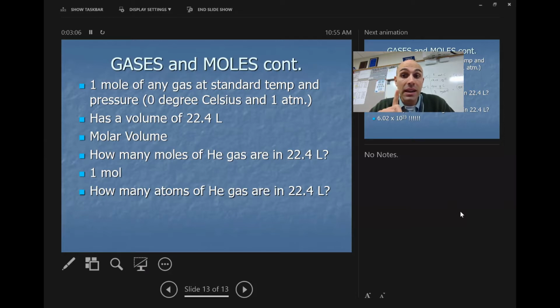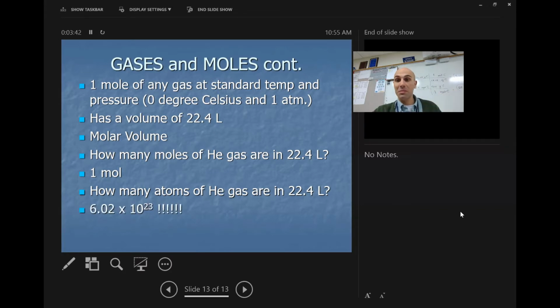Now, how many atoms are in 22.4 liters? Well, if 1 mole was in 22.4 liters, and we know that Avogadro's number of atoms is equal to 1 mole, 6.02 times 10 to the 23rd, then we must be able to say that 6.02 times 10 to the 23rd atoms, particles, molecules of helium gas are in 22.4 liters. Okay. Guys, I hope this has helped. 6.02 times 10 to the 23rd.